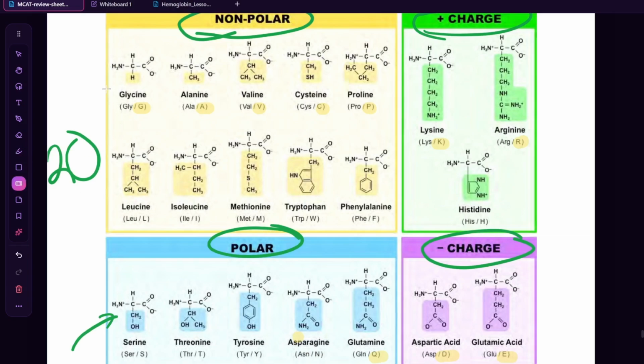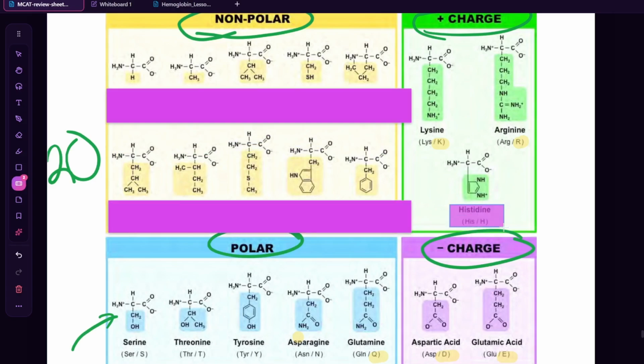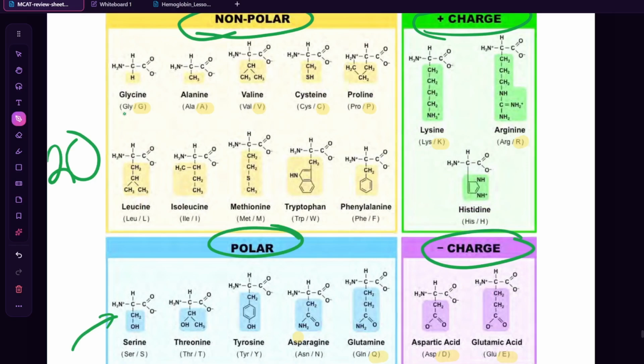One way I would do it is block off these and try to memorize it by name and the 3-letter abbreviation too. So this is the 3-letter abbreviations of each of them. So you have to remember the 3-letter, the 1-letter, and you also have to memorize the full name based off of the image that you saw.